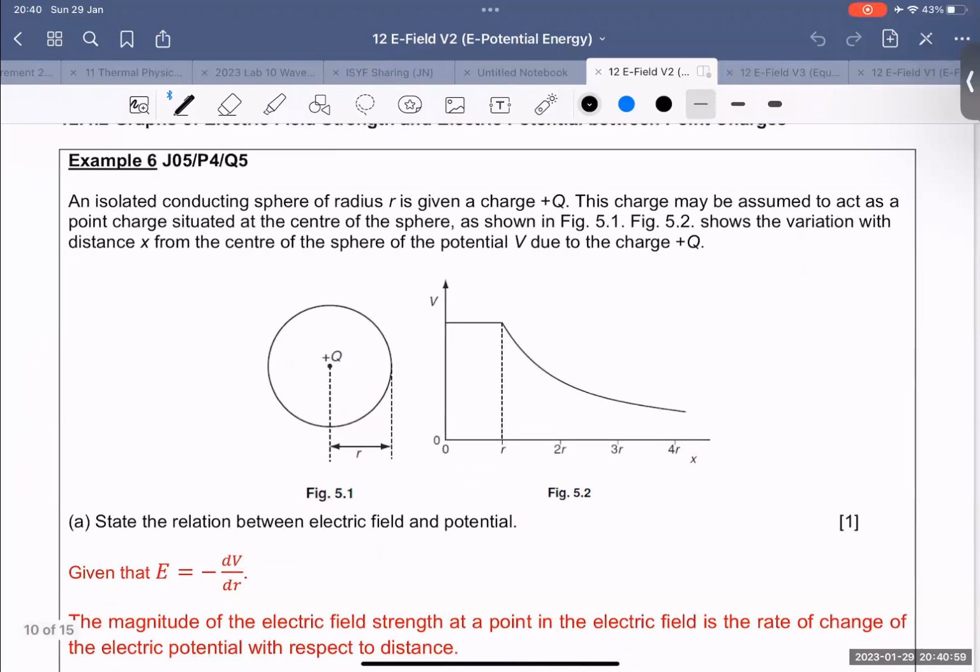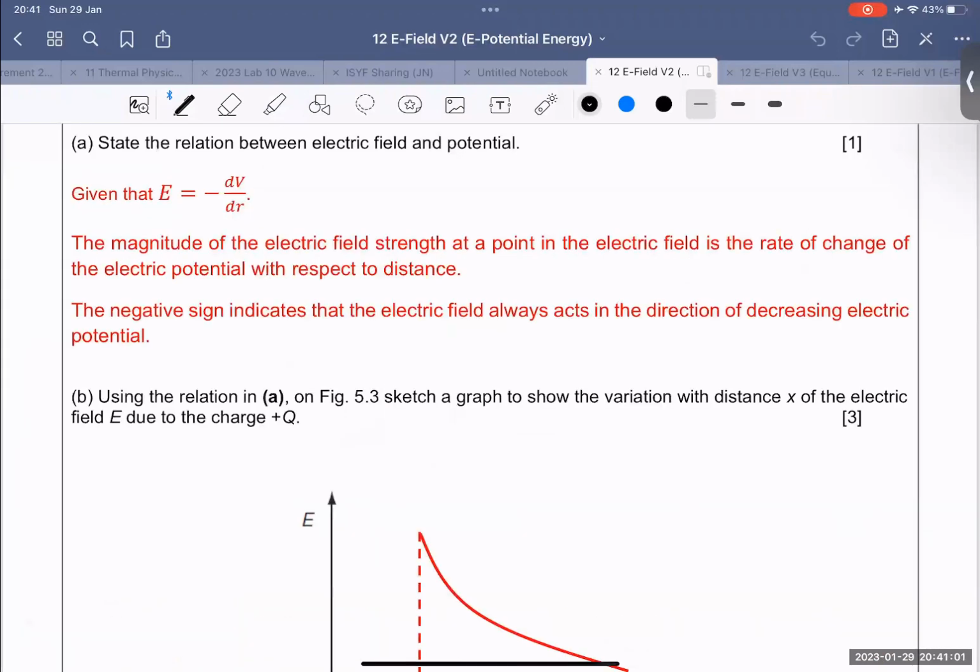Given E equals minus dV/dr, the magnitude of the electric field strength at a point in the electric field is the rate of change of the electric potential with respect to distance, or we say it's the potential gradient. The negative sign indicates the electric field always acts in the direction of decreasing electric potential.